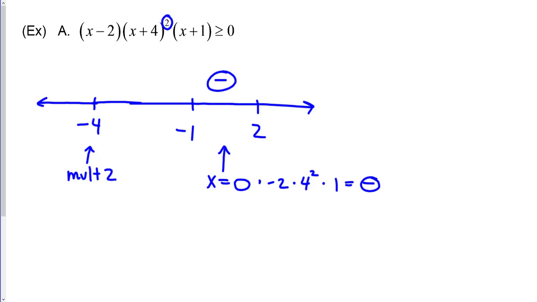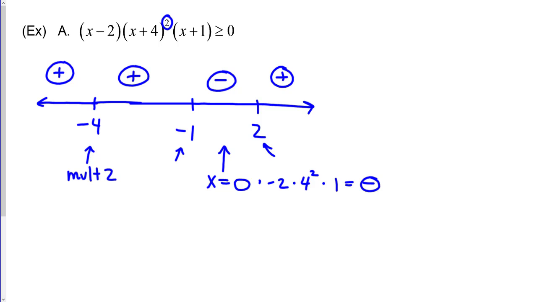Now the 0, 2, this number right here, it is a 0 of multiplicity 1, which means I would change signs across that 0. Same thing here. -1 is multiplicity 1, so I would change signs again. But -4 is multiplicity 2, and since that's even multiplicity, I stay the same sign over it.